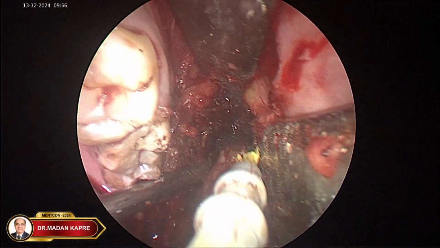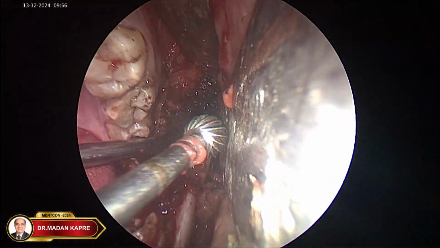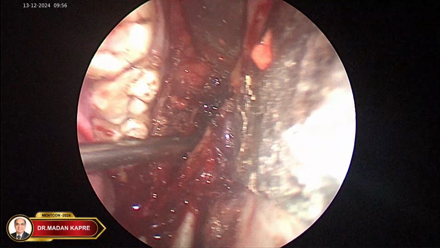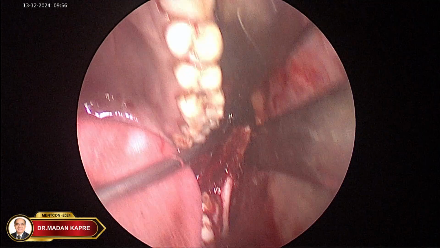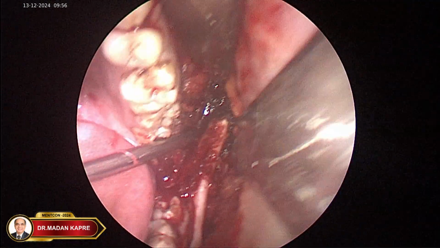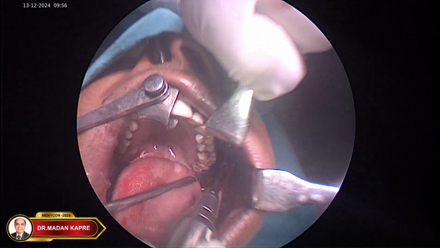And you see usually these fibers, yeah. Now having seen that, now I'll start. Like that, yeah. Now that's the tip which I will sort of drill out.